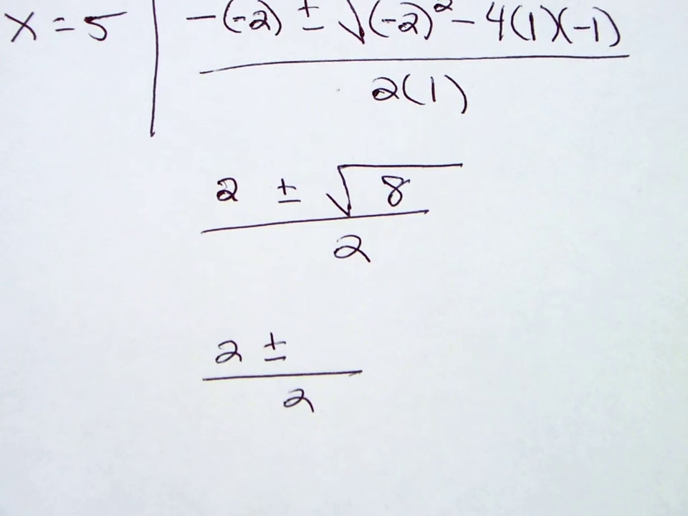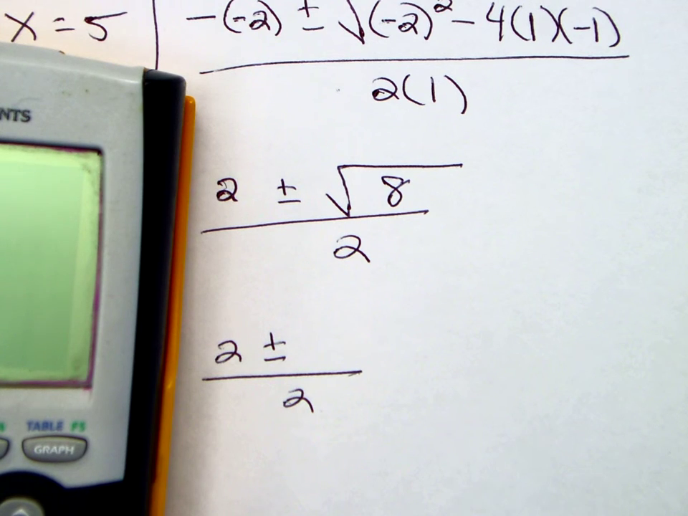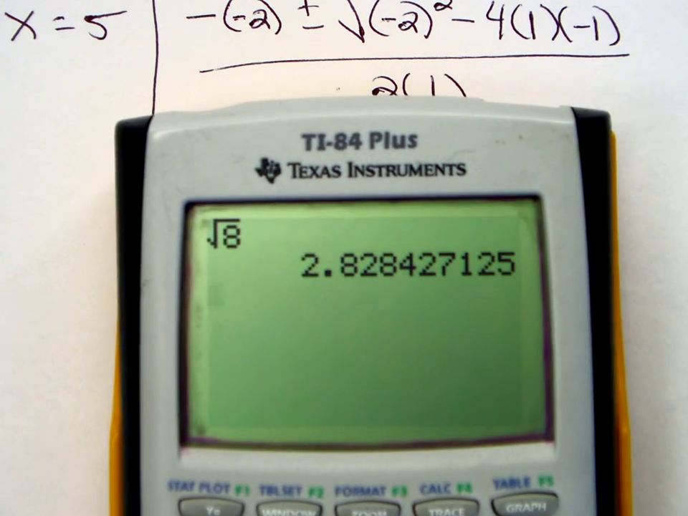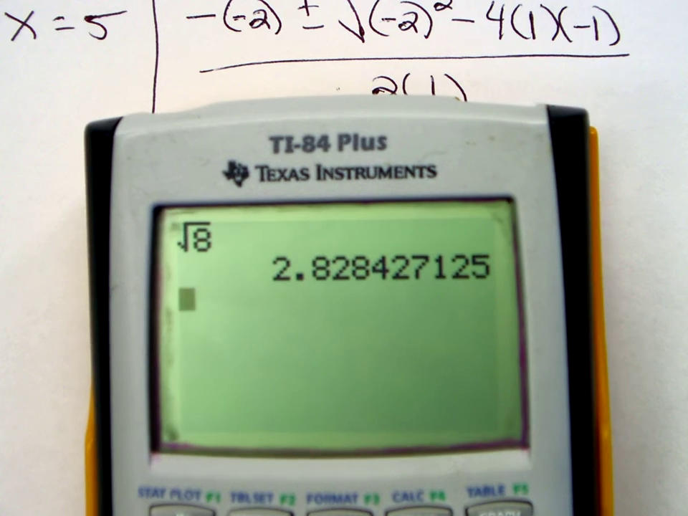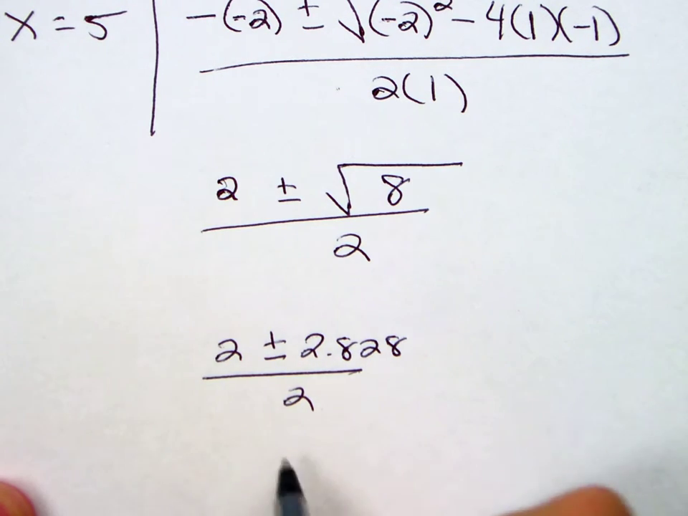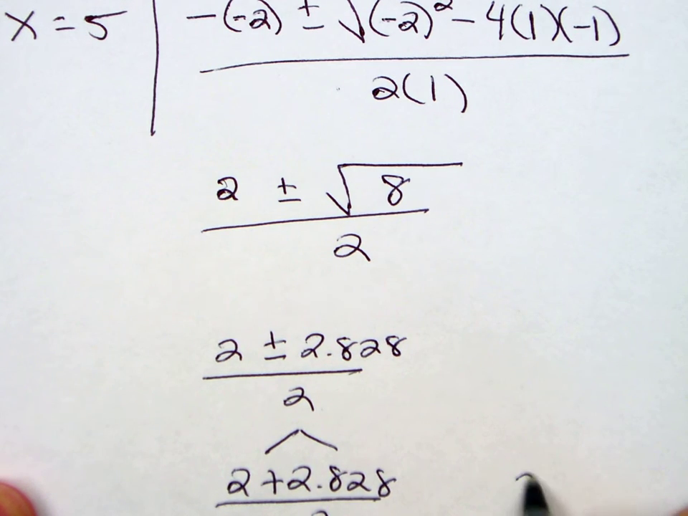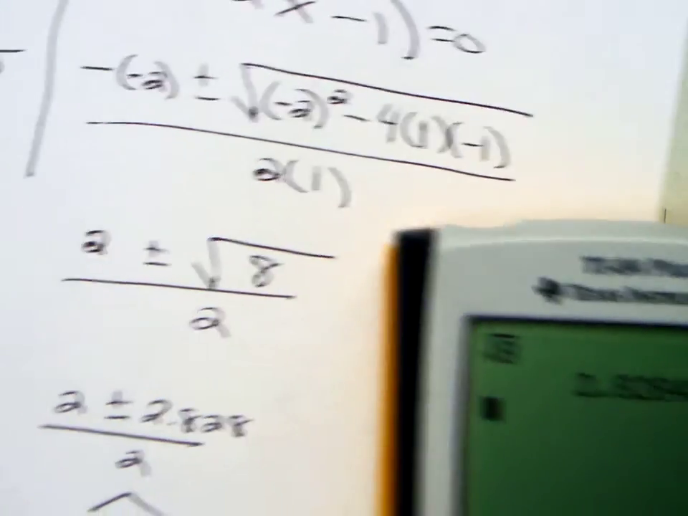Okay. So then, what is the square root of 8? I'm going to get out my handy-dandy calculator. Second, square root of 8. 2.828. So I just put the square root of 8 in. 2.828. And then it's plus or minus, so you break it up. 2 plus 2.828 all over 2. And 2 minus 2.828 all over 2.